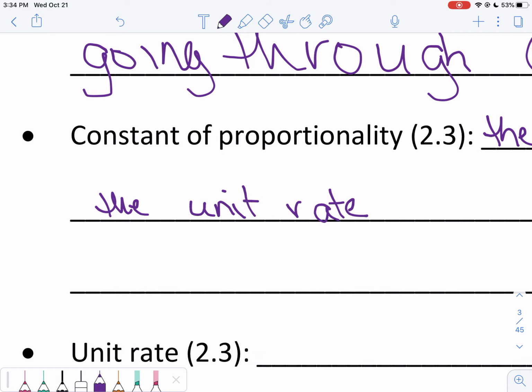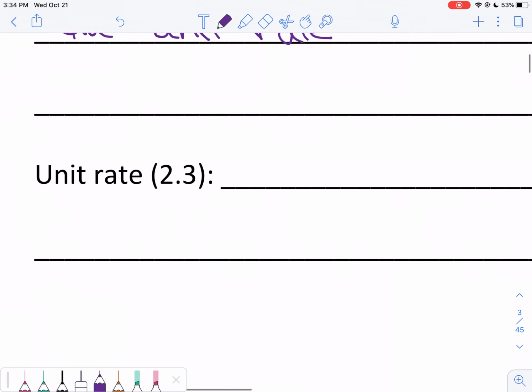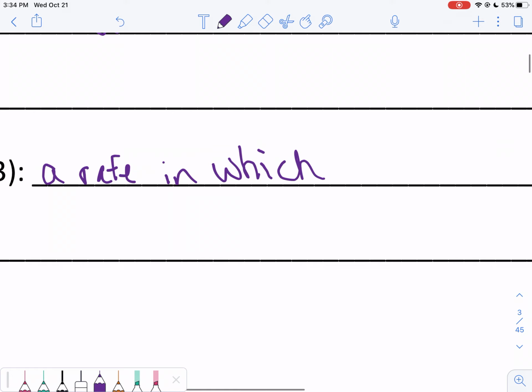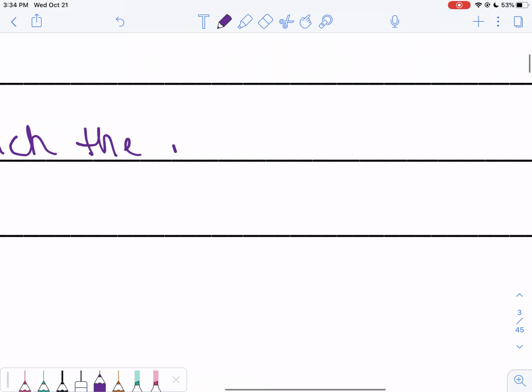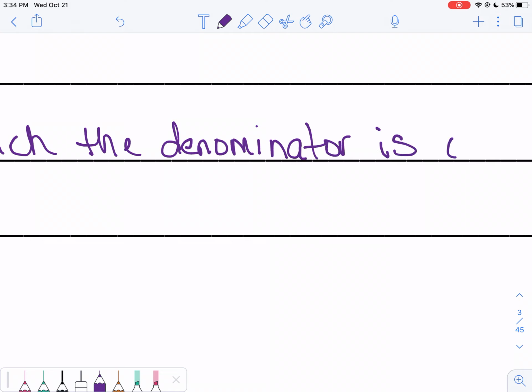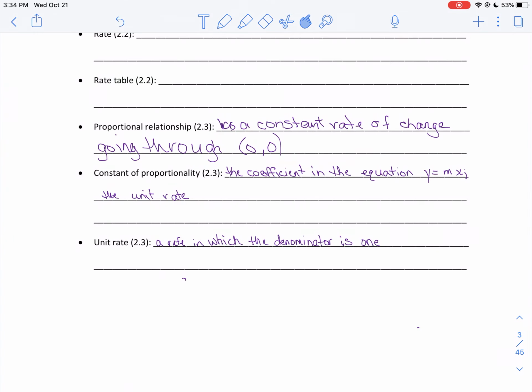Which brings us to our next word, which is unit rate. So unit rate is a rate in which the denominator is 1. So let me zoom out so you can get those three.